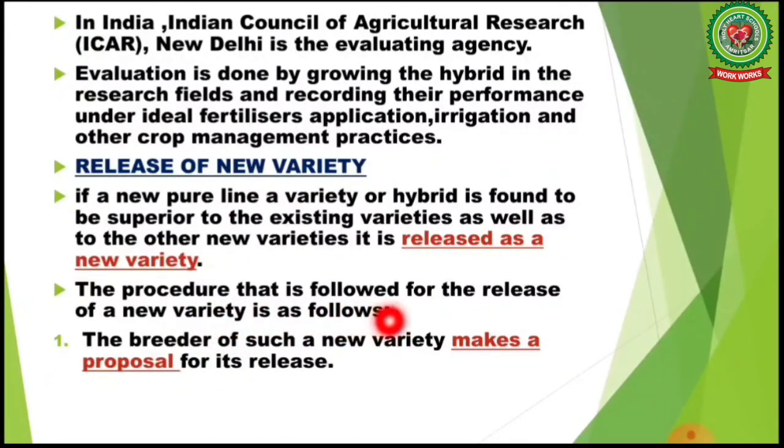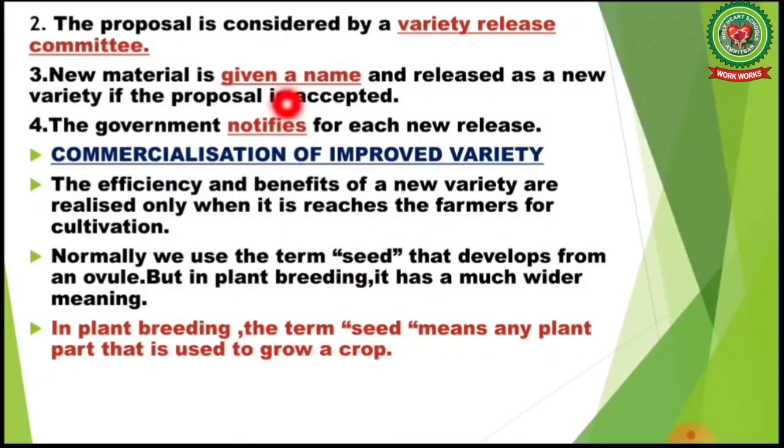First, the breeder of such a new variety makes a proposal for its release. The proposal is considered by a variety release committee. New material is given a name and released as a new variety if the proposal is accepted. The government notifies each new release. Now, talking about commercialization of improved variety.